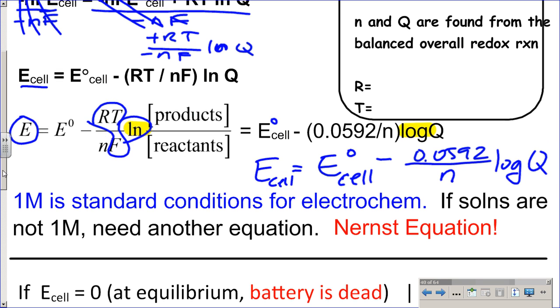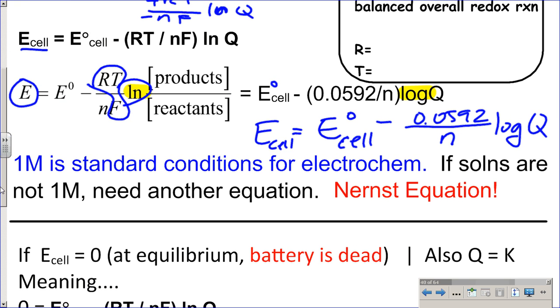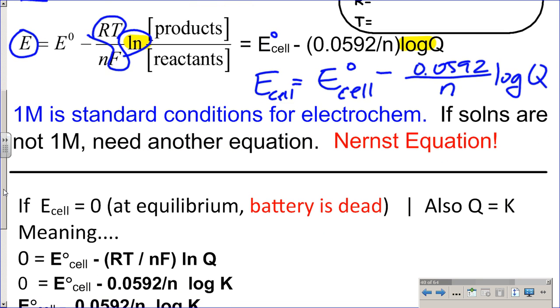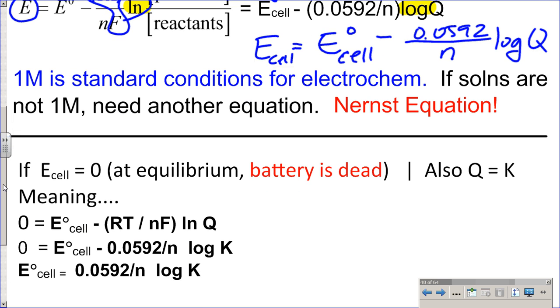Because that means that it's already accounted for all the constants. I don't know what the conversion between log and ln is, but that's Bridger's question. But the R value is accounted for. The T is accounted for because we're not going to change temperature. We're going to change concentration. So this is called the Nernst equation, only changing concentrations, not temperature. Anything other than 1 molar, you have to use this.